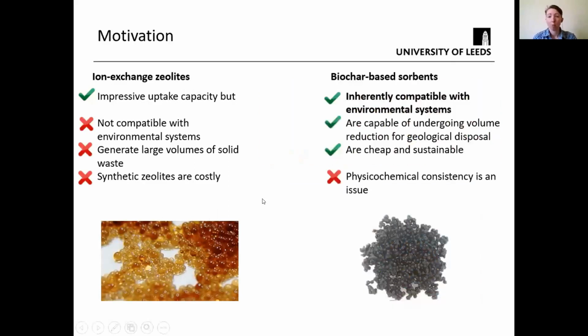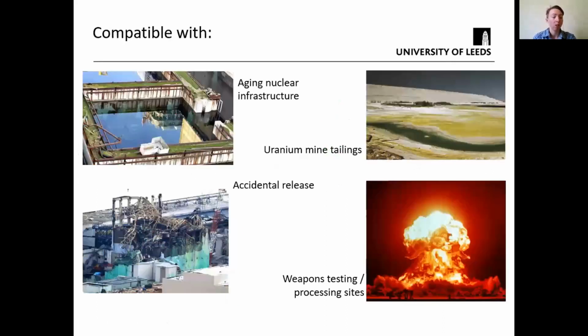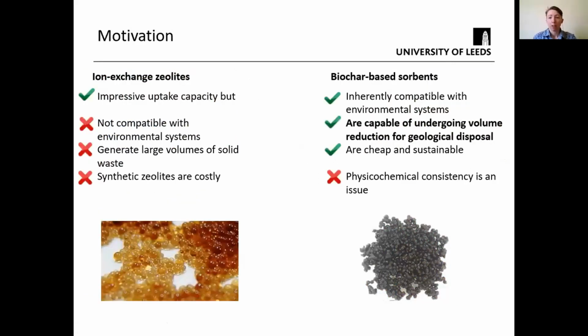So in contrast, biochar-based sorbents are far more compatible with environmental systems, making them far more applicable across a range of possible applications, such as in reactive barrier in situ type applications, cleanup of legacy sites, and in the case of accidental release as well. They're capable of going through significant volume reduction steps for eventual long-term storage, either compaction, combustion, or further pyrolysis, which translates to big savings. This is actually a key metric in the nuclear waste industry, the volume of waste. And finally, of course, they're cheap and abundant.